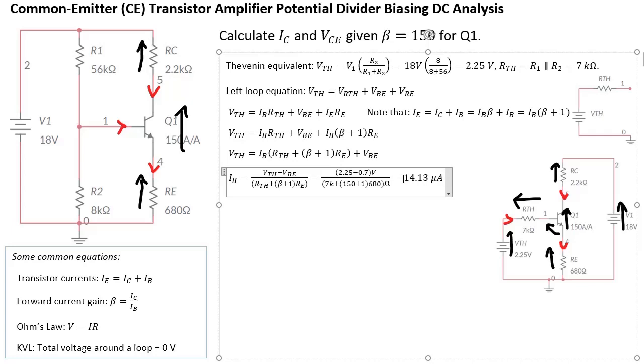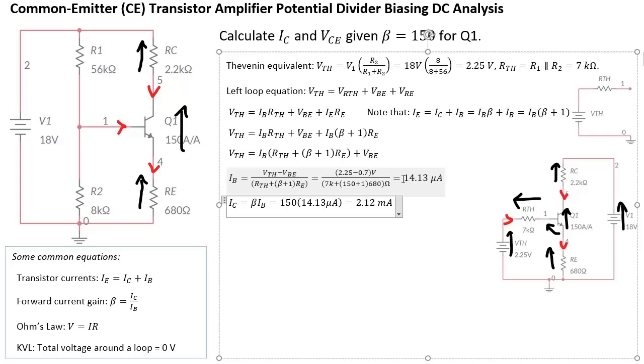So now that we know what IB is, we can work out what IC is. IC is just beta times IB. So that's just 150 times 14.13 microamps, which is going to be equal to 2.12 milliamps. So that's the answer for IC.